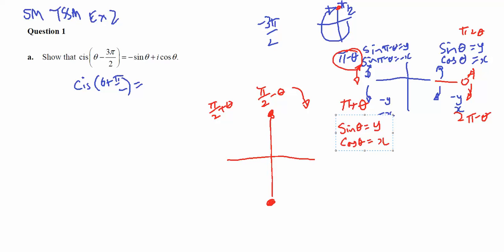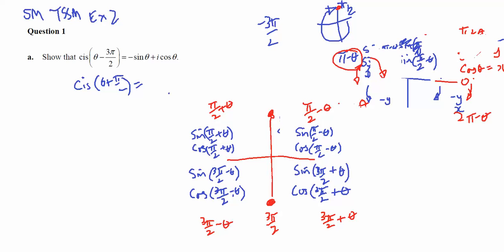I'm aware that the sine of pi on 2 minus theta is equal to, now a bit of cleanup. Okay, in this quadrant here, it's theta away from pi on 2. Therefore, the sine of pi on 2 minus theta equals the cos of theta. And the cos of pi on 2 minus theta is equal to sine theta.